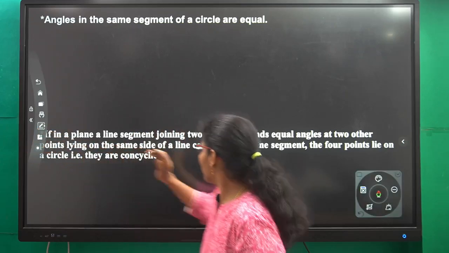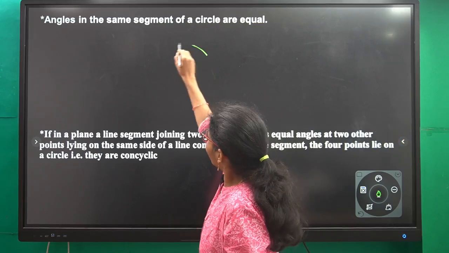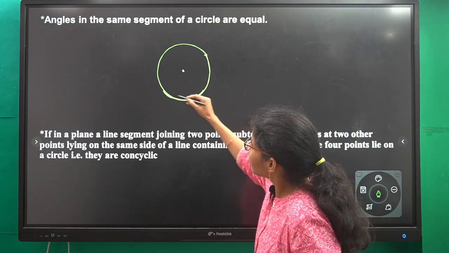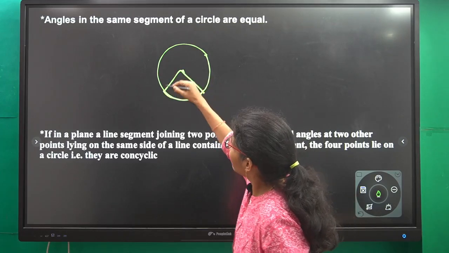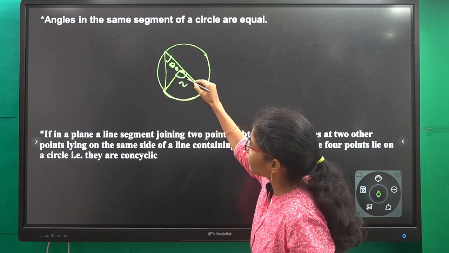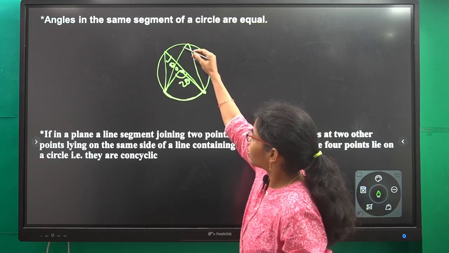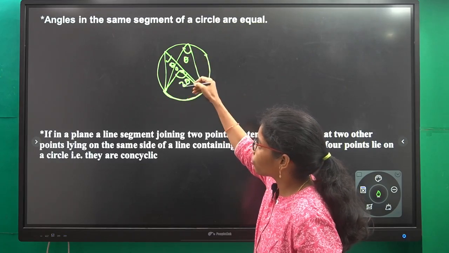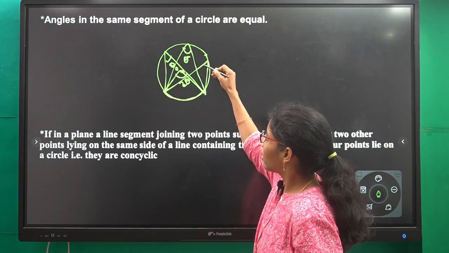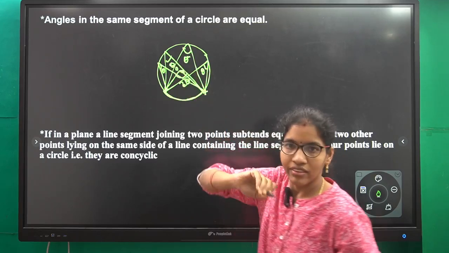Just now we have seen, right? So here this is the circle, and how much is this angle? Just now we saw, if it is theta, then at the center it makes 2 theta, right? So this is 2 theta, so what about this angle? This is also theta, because it is half of the central angle. Same thing here, it is half of the central angle. Same thing here, it is half of the central angle, right?